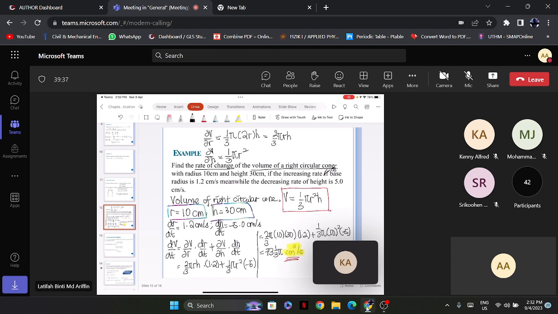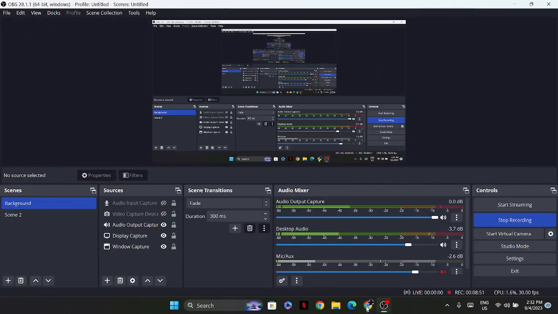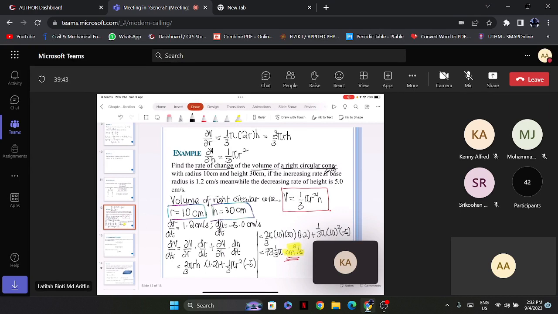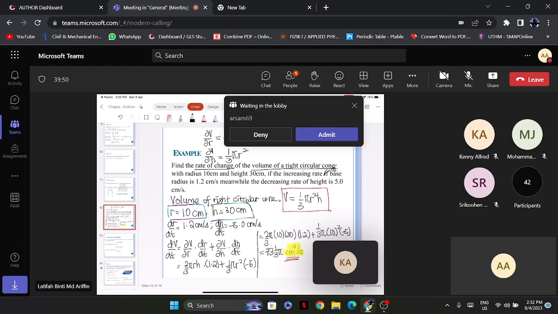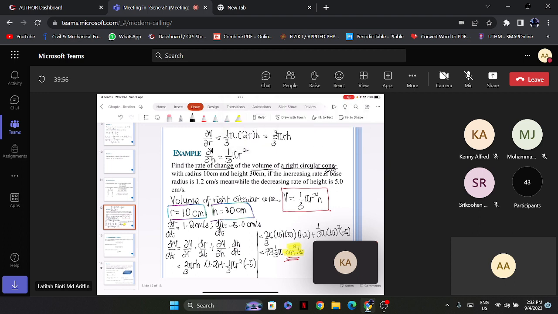Okay, let's go to... sekarang pukul berapa? Sekarang pukul 5. Okay, kita ambil satu contoh lah. Okay, saya bagi satu... ni sekejap.